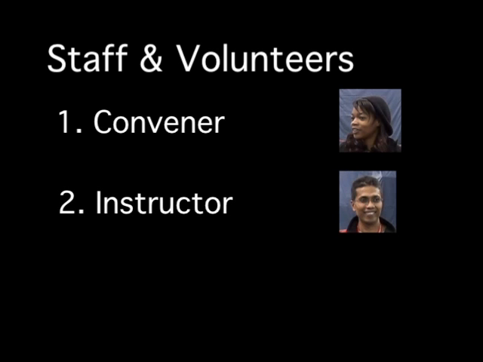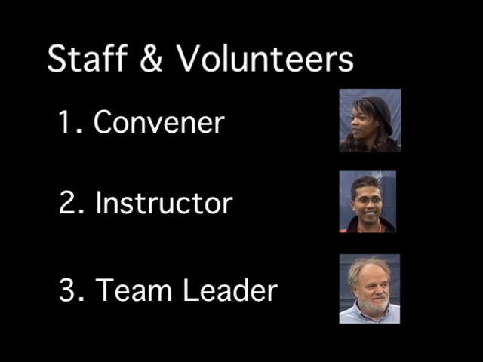Here are 3 key areas that you will need to address with volunteers or paid staff. 1. The convener. The convener will handle most of the administration of the program. 2. The instructor, who will assist the team leaders and ensure that players are progressing. 3. The team leaders. These are usually parent volunteers or club members who act as team coaches.